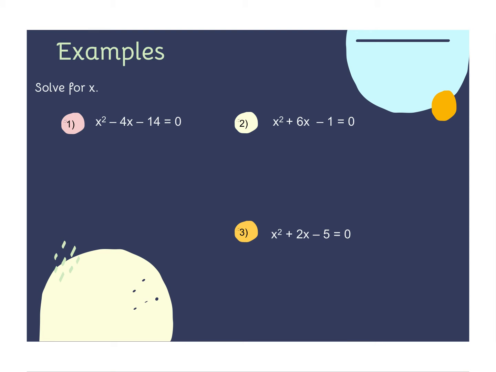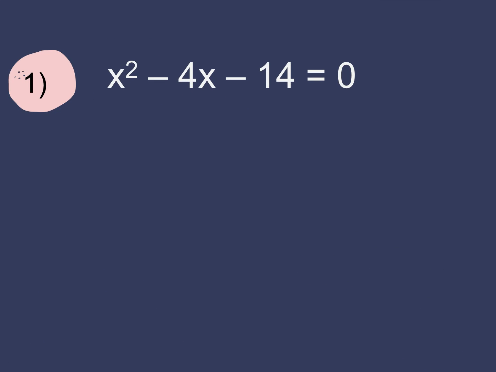We're going to go step by step, slow and steady. So what was step 1? Move the 14 to the other side. So x squared minus 4x, bump the 14 to the other side.